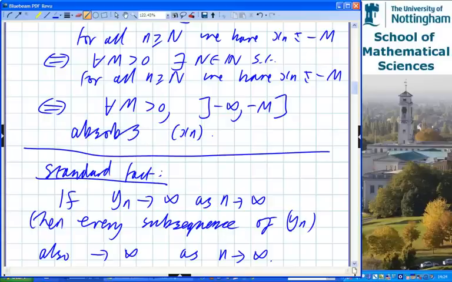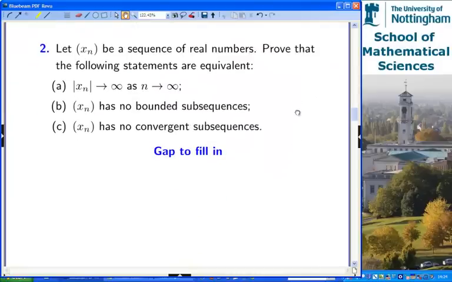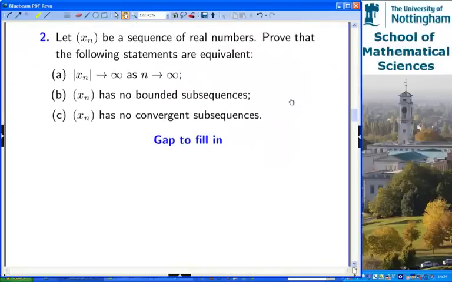These special kinds of divergent sequences, which happen to tend to one of the infinities, every subsequence will tend to the same infinity. So if yn tends to infinity, then every subsequence of y will tend to infinity as well. And the same for minus infinity. If yn tends to minus infinity, then every subsequence of y will tend to minus infinity as well, as n tends to infinity, as you go along the subsequence. And that helps with the next question. I'll give you some other facts that will help you with this one.